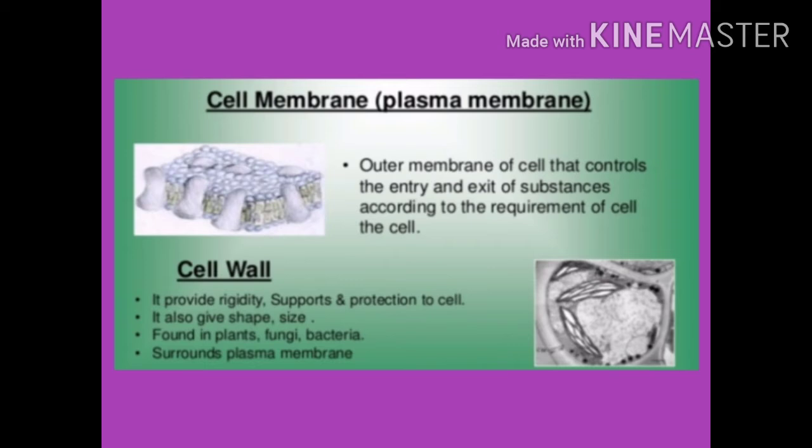In addition, the plant cell and bacterial cell have an outer wall surrounding the cell membrane. This wall is called the cell wall. The cell wall is present in the plant and it provides protection against temperature variations, high wind speed and atmospheric moisture also.